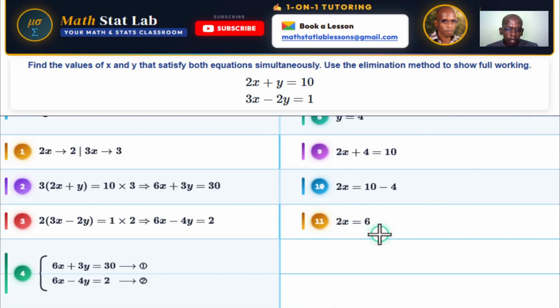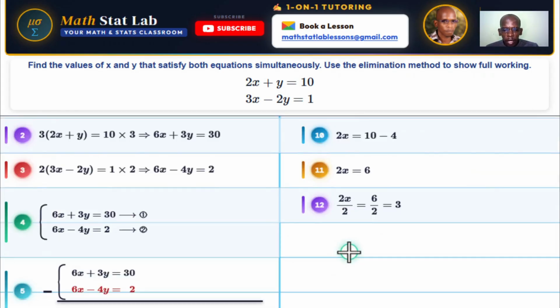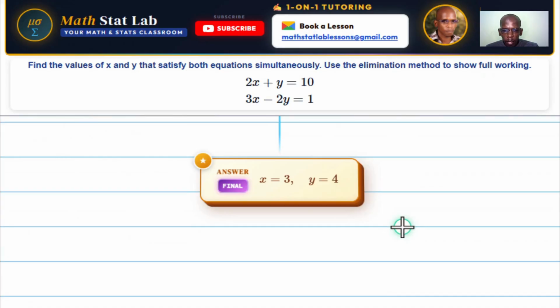But I want x and don't want 2x. So I just need to divide both sides by 2. So now it becomes 2x divided by 2 is equals to 6 divided by 2. So 2x divided by 2 is just x. Then 6 divided by 2 is 3. So now x becomes 3 and y is 4. So the final answers for this system of equations are x is equals to 3 and y is equals to 4.